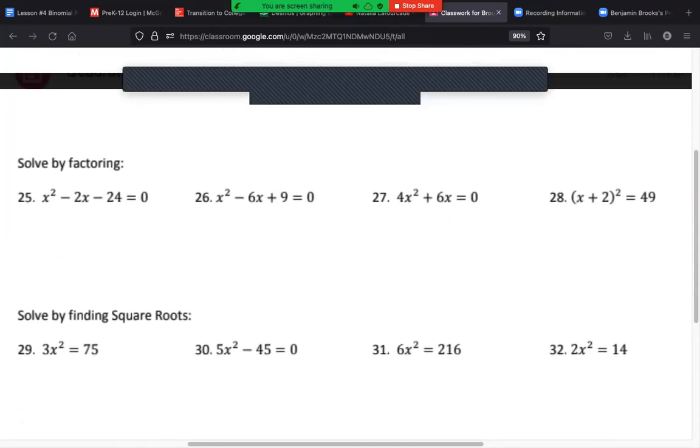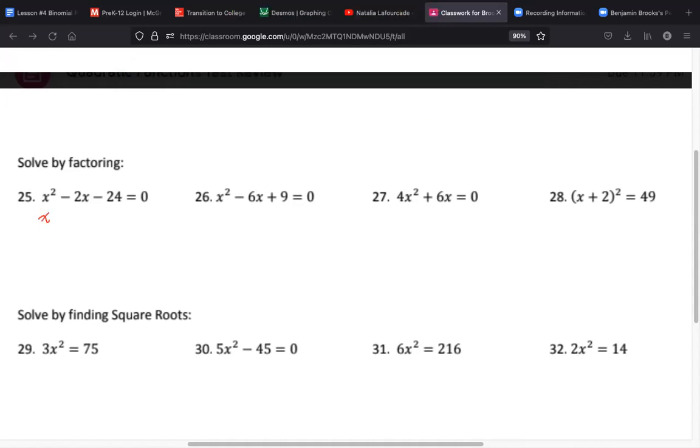All right, solve each by factoring. Real simple. Basically, you're doing the same thing. We're going to factor and then solve. So for that first one, it's going to be 4 and 6, right? So x minus 6 times x plus 4 is equal to 0. Therefore, x is equal to -4 or +6. Boom. No ifs, ands, or buts about it.